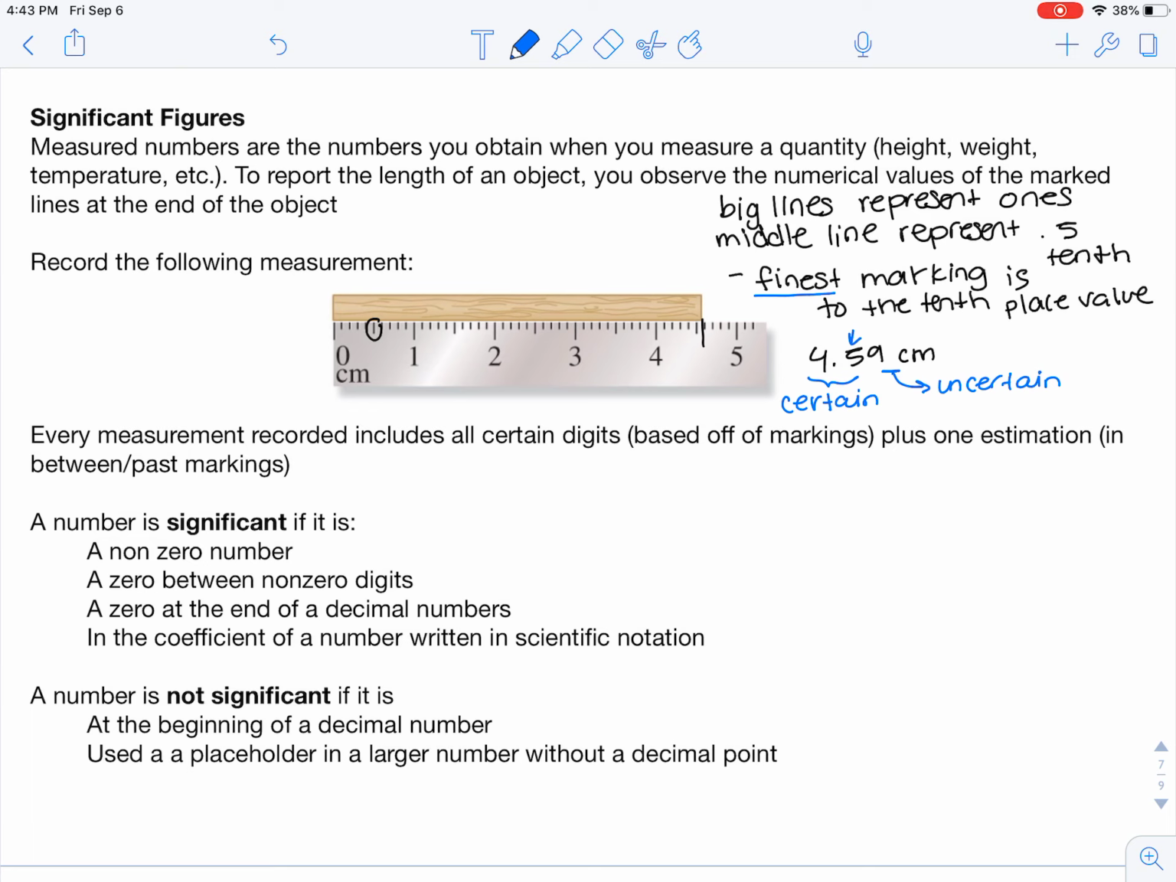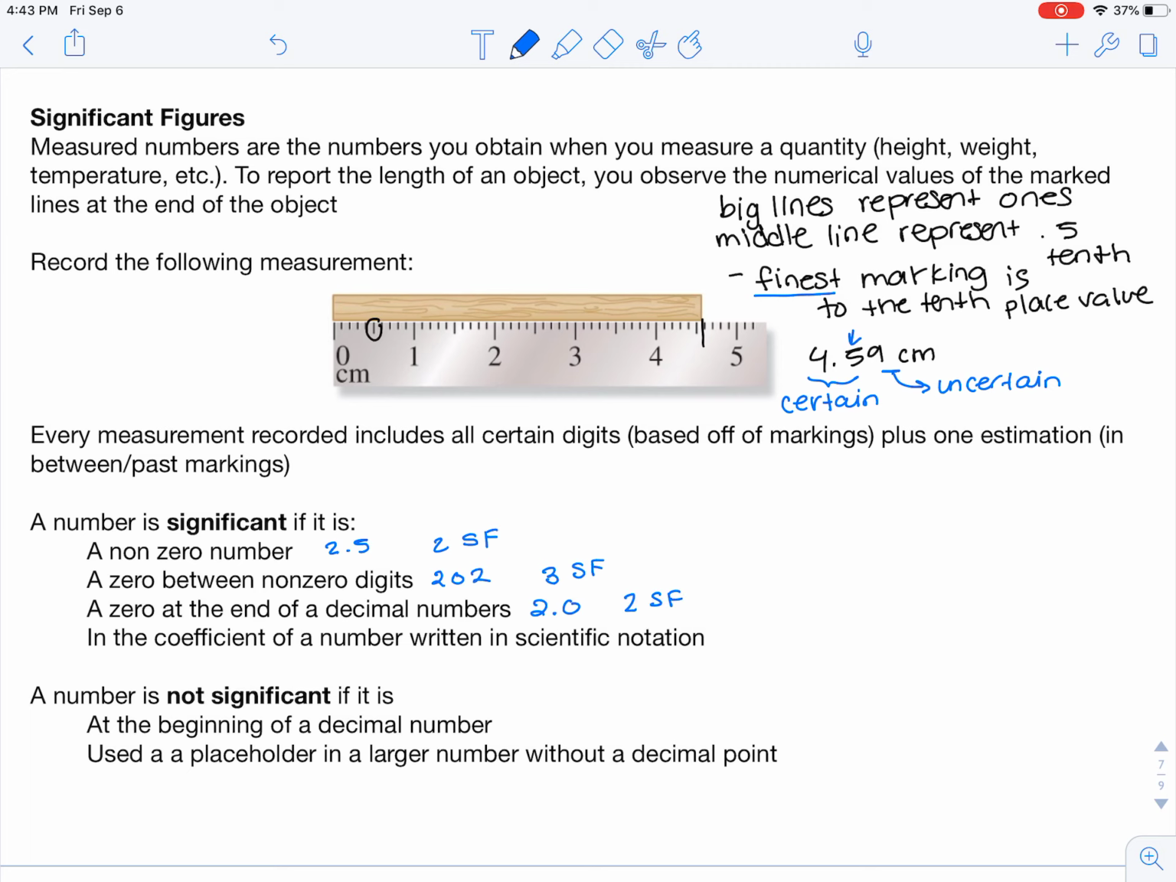A non-zero number is always significant. So let's say 2.5 has two significant figures. Non-zero, just a number. A zero between non-zero digits is also significant. So 202 is three significant figures. That zero between the twos tells me that it's in the 200s since it's important. A zero at the end of a decimal number, meaning 2.0. This decimal, then the 0, tells me that there's no higher or lower. This is exactly 2. So I have 2 significant figures.